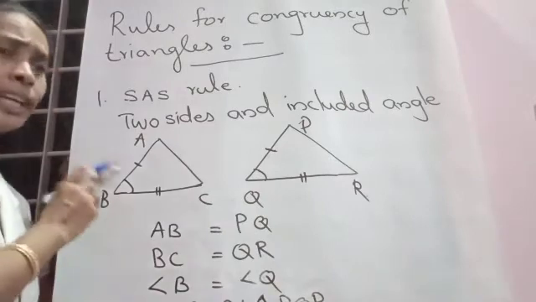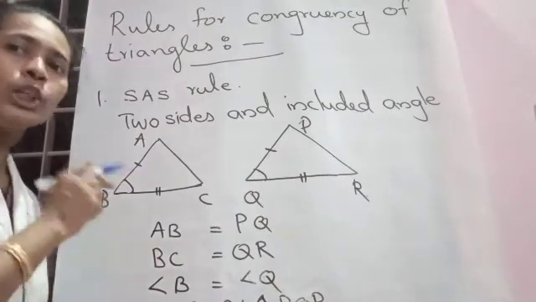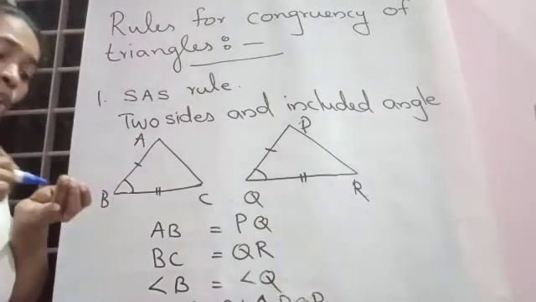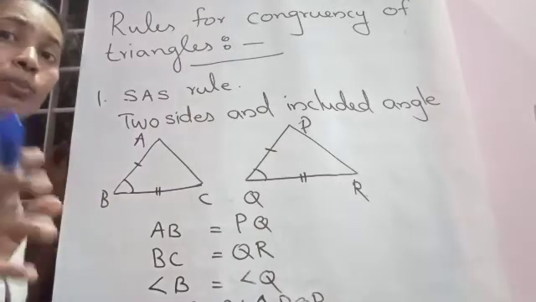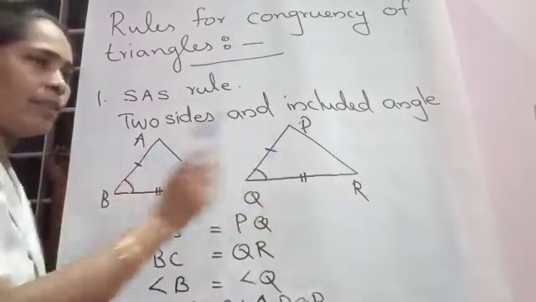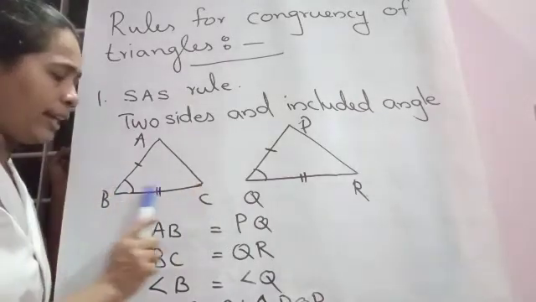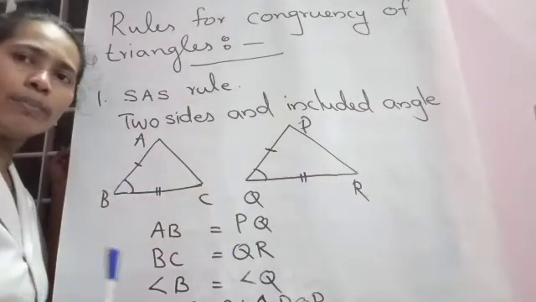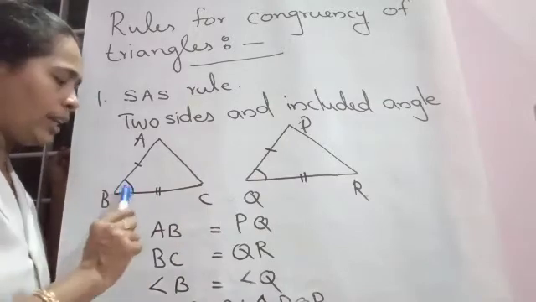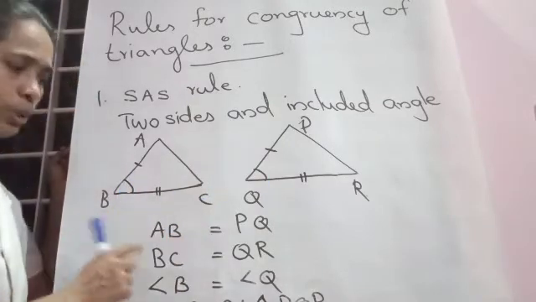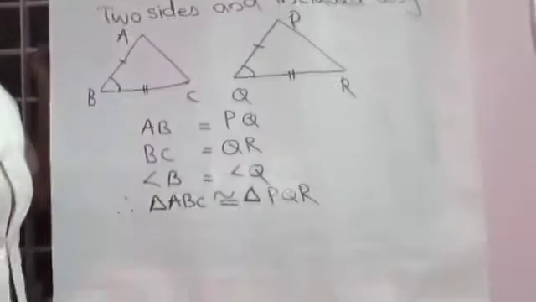So, three conditions are there in the figure. By seeing the figure itself, you should know the condition that is to be taken. By single line, AB equal to PQ. First condition. Second condition, BC equal to QR. Thirdly, angle B equal to angle Q. So, teacher has written one by one.